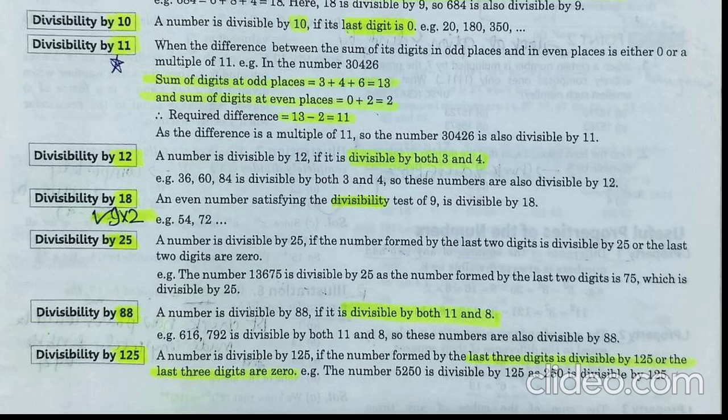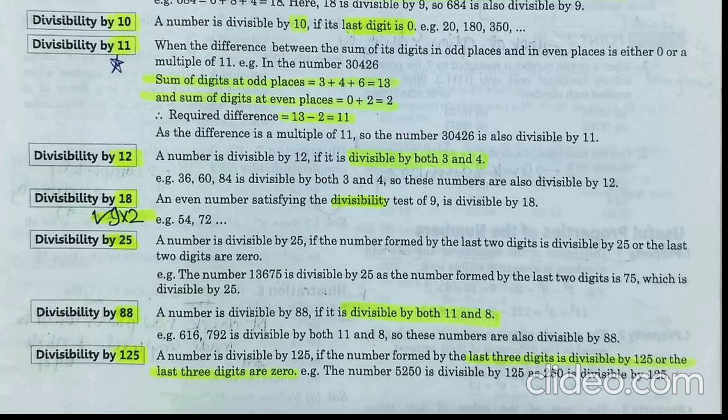Now what is the divisibility of 8? The last 3 digits of any number must be divisible by 8, then it is divisible by 8. Now divisibility by 9. The sum of all the digits of the number should be divisible by 9, then the number is divisible by 9. Take example 684. Add those digits, that is 18, and 18 is definitely a multiple of 9, right?